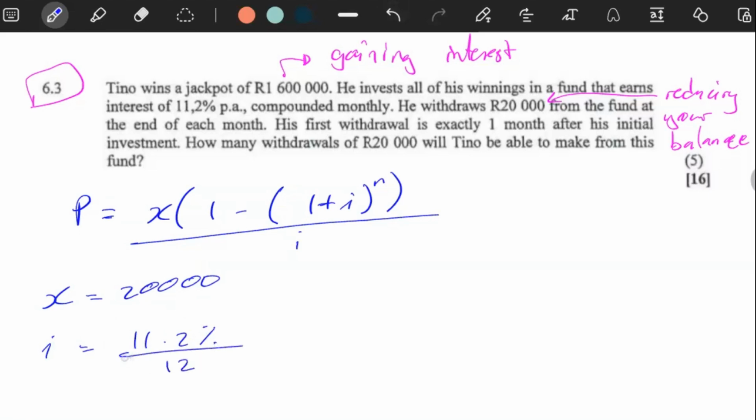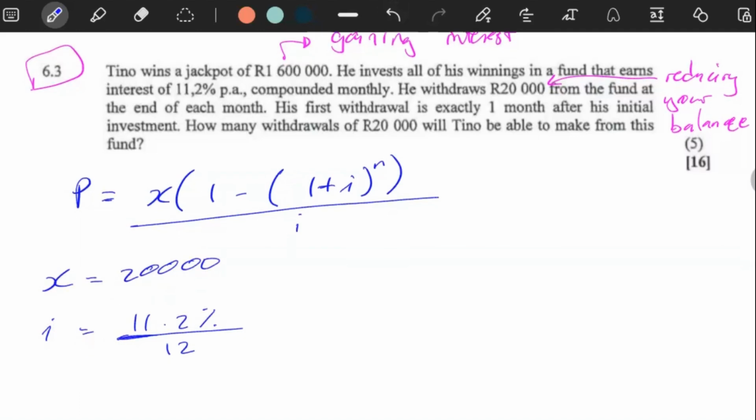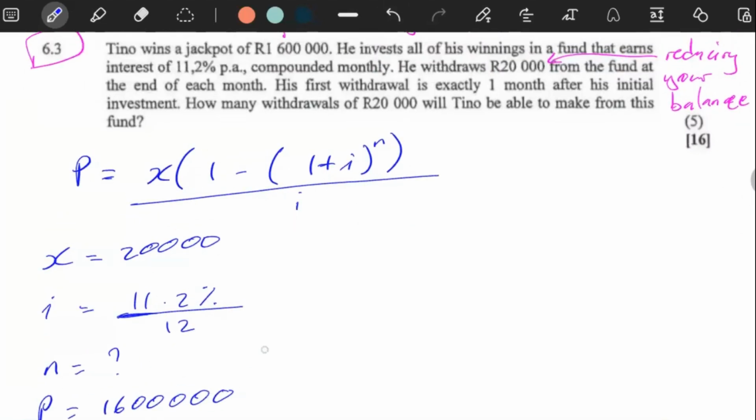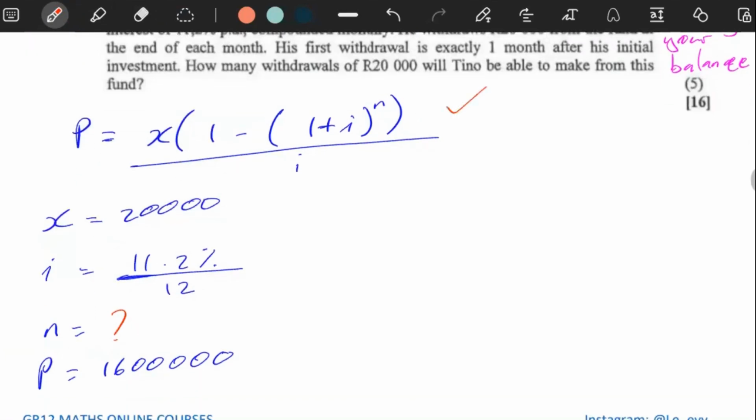And then the value of n, what's the value of n? N is something we have to work out properly. And then the value of P is 1,600,000. What is important about this question is that we need to remember here, let's read carefully. He wins a jackpot, yes. He wants to withdraw 20,000 every month. And then he says his first withdrawal is exactly 1 month after his initial investment. Well, that's fine because we don't have to do anything funny. We can just work it out straight. No complications here. We'll get a mark for this, definitely.